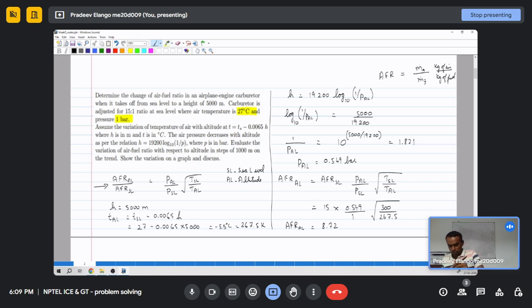We started with 5,000. Yeah, we need to calculate in steps of 1,000. So ideally we should calculate at h equal to 1,000, 2,000, 3,000, 4,000 and 5,000. I've just calculated for the last value. You can calculate for the other ones.